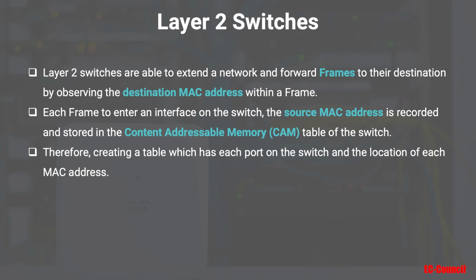For each frame to enter an interface on the switch, the source MAC address is recorded and stored in a special area. This is known as a Content Addressable Memory Table, or the CAM table, on the switch. Therefore, creating a table which has each port on the switch and the location of each MAC address. Therefore, in future, whenever a frame enters a switch, the switch can simply perform a lookup in the Content Addressable Memory Table and determine where the destination MAC address is located, and simply forward a frame out of that port.